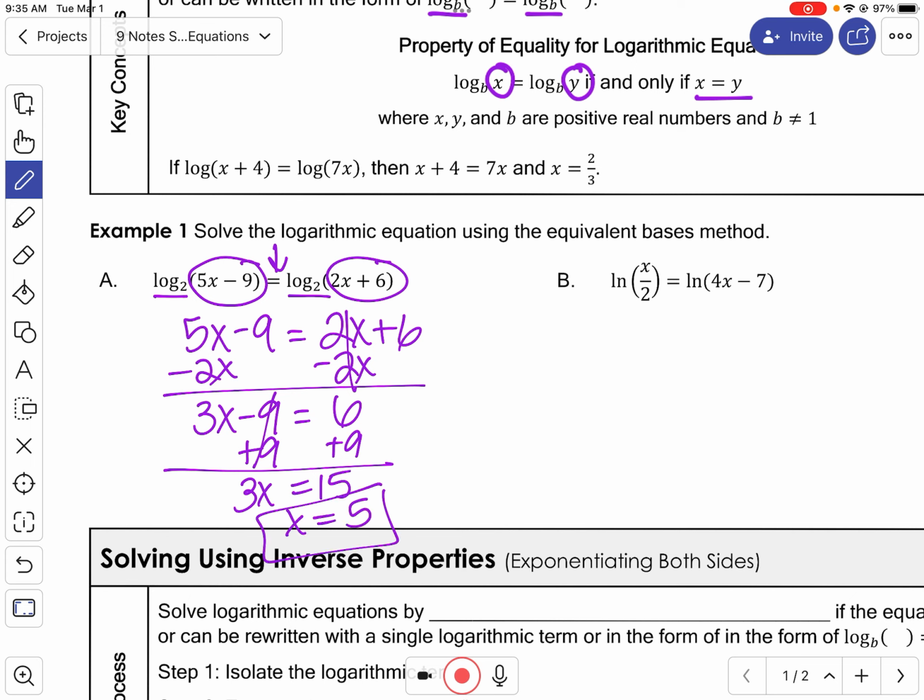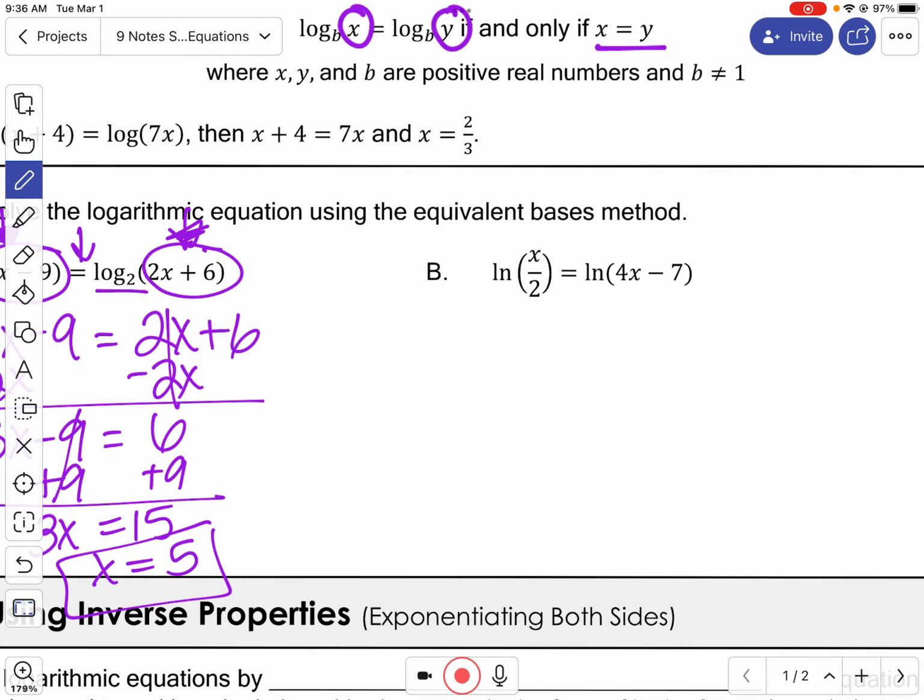Now, whenever you are solving a log equation, you need to make sure this term is not negative. We can't have a negative there. So when we find our solution, just make sure it doesn't cause that to be a negative in that spot. Okay, so looking at the next one.